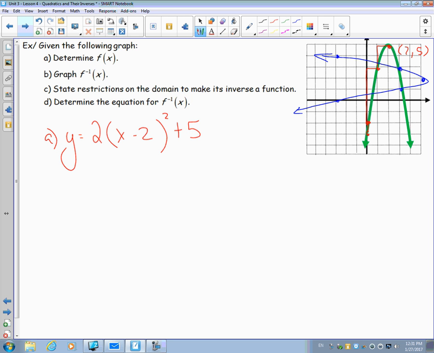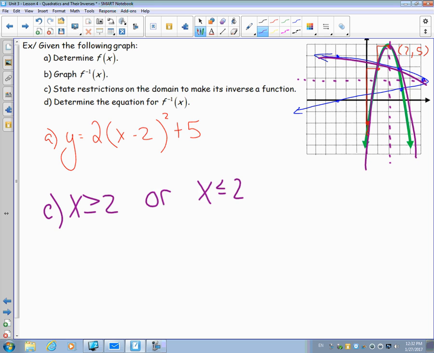Okay. State restrictions that make the inverse a function. Well, we know right now the inverse is not a function, but if I were to cut the original function in half, then I would get half, right? So what's a restriction I could place on that first thing? If I said x had to be greater than or equal to 2, or x had to be less than or equal to 2, I would produce half. Greater than 2, I'd get this. Less than 2, I'd get this, which means I'd get either this one or I'd get this one. Okay, so if you cut in half at the vertex, we're going to produce half a parabola, which produces half of an inverse.